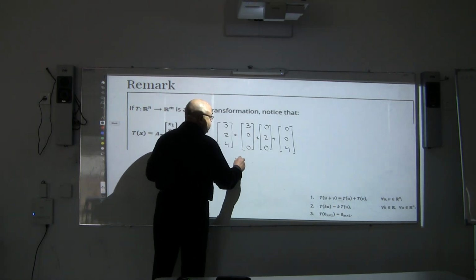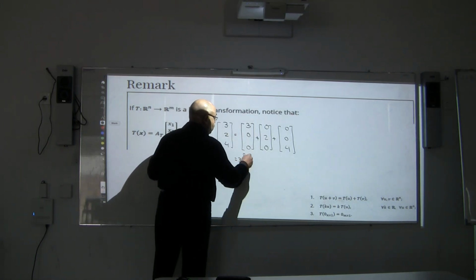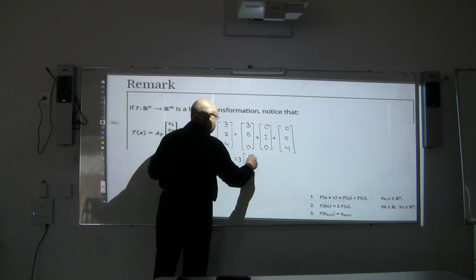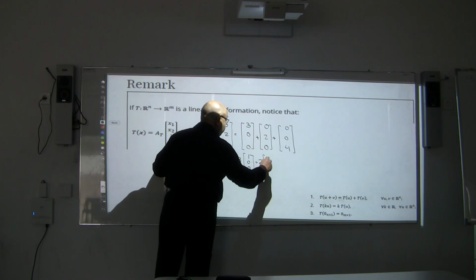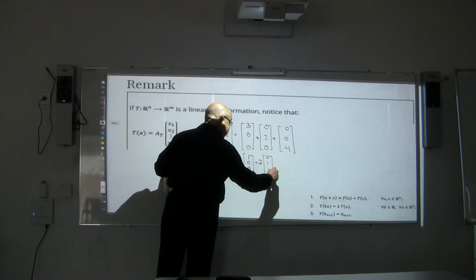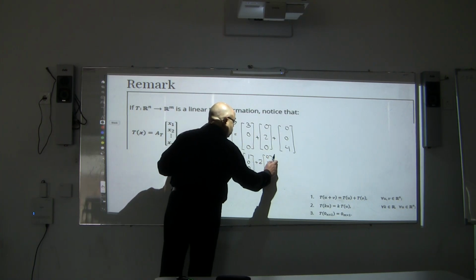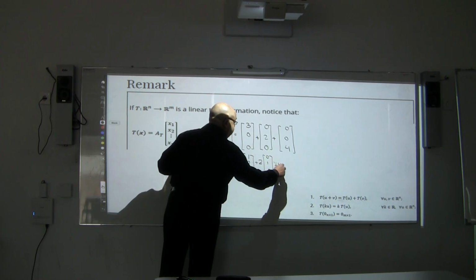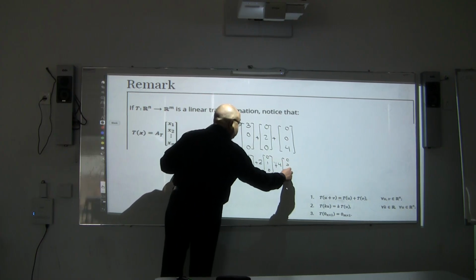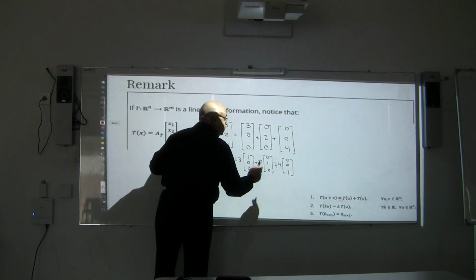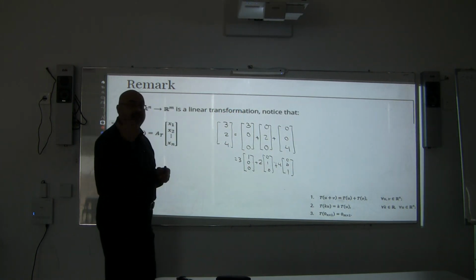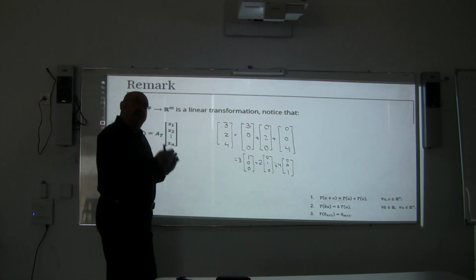I can say that this is 3 times 1, 0, and 0. Am I right? Yeah. And this is 2 times 0, 1, and 0. Am I right? And this is also plus 4 times 0, 0, and 1. Those are the columns of a unit matrix from the dimension of Rn.